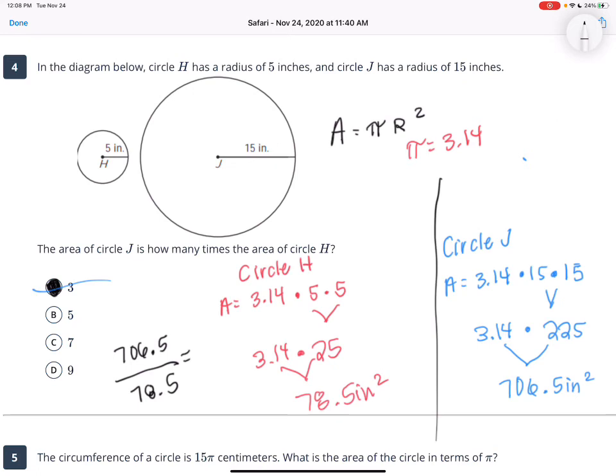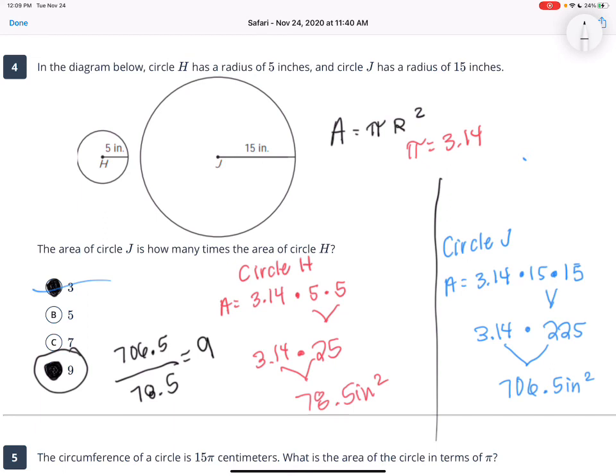Even if I didn't use a calculator, you know that 7 times 10 is 70, so 70 times 10 would be 700. So you should know that my answer is closer to 10 instead of 7. When I check my answer to get a direct answer, 706.5 divided by 78.5, I get 9. So the area of J is actually 9 times bigger than H.